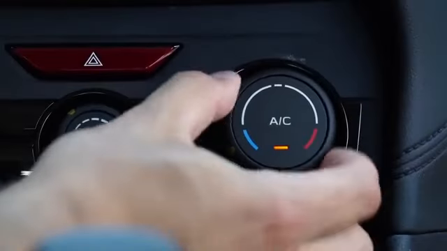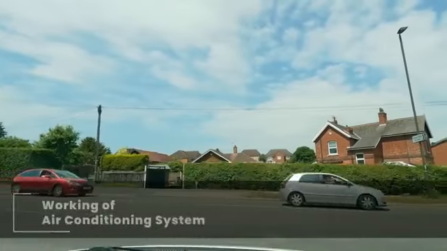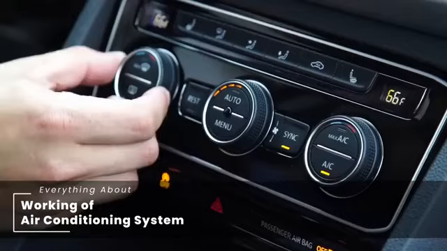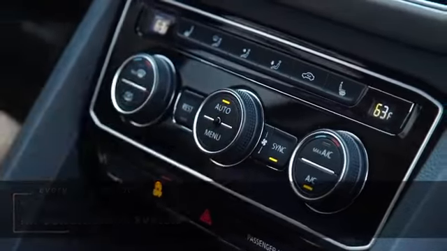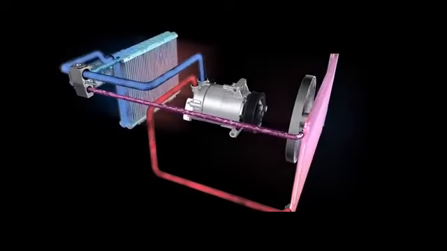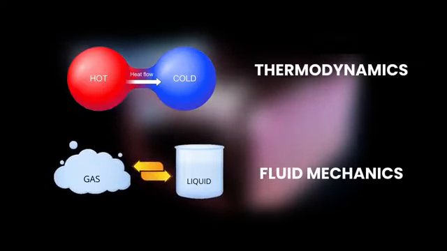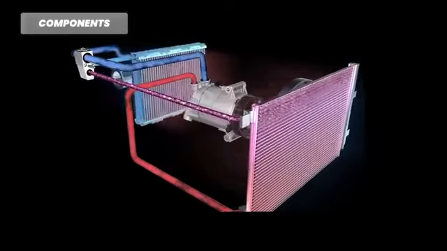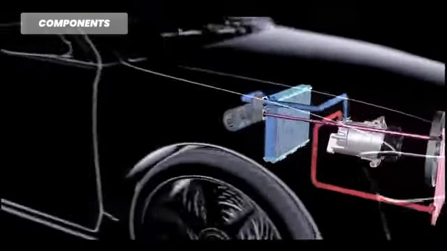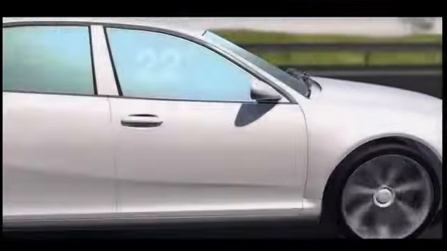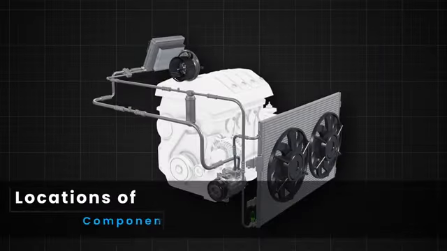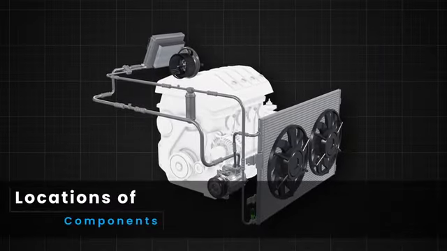How does your car's air conditioning system keep you cool on those scorching hot days? Let's take a closer look at how the car AC works. The car AC system operates on the principles of thermodynamics and fluid mechanics. It consists of several key components working together to cool the air inside your vehicle. First, we will see the locations of all components and after that their functions.